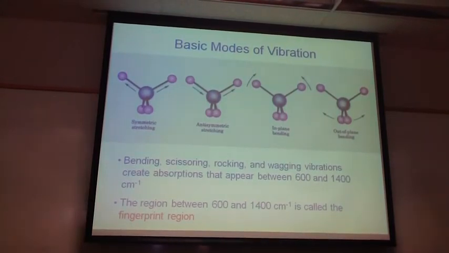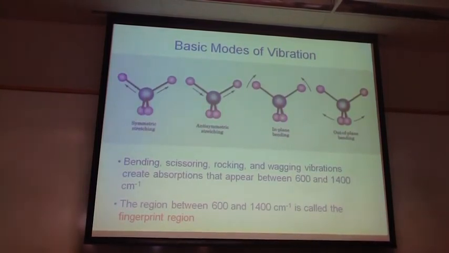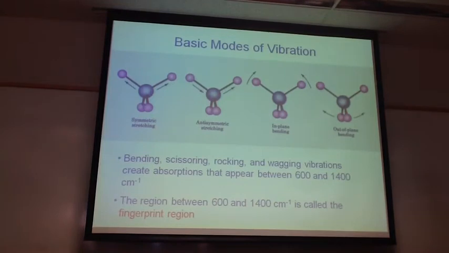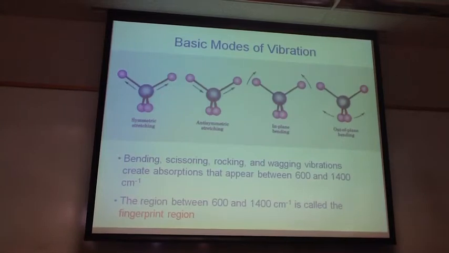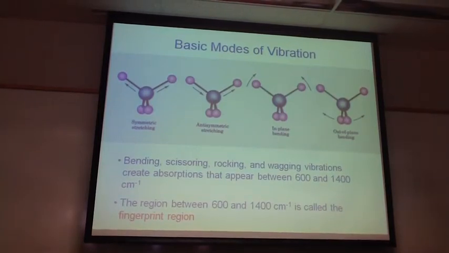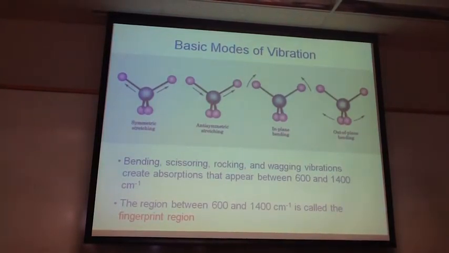The region between 600 and 1400 is called the fingerprint region, because there will be an overlay of all different types of peaks, and you can't identify each one. It's just a huge mess. Just like your fingerprints, you can't really assign each ring. That's why it's called fingerprint. It's unique to every compound, but you can't really tell anything from it.